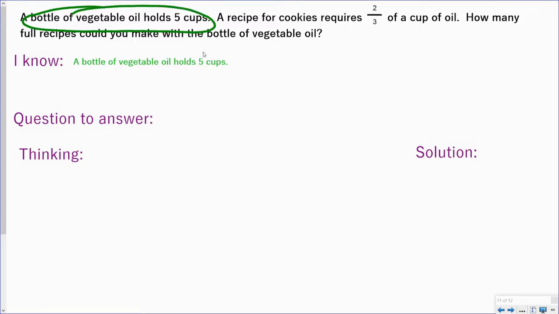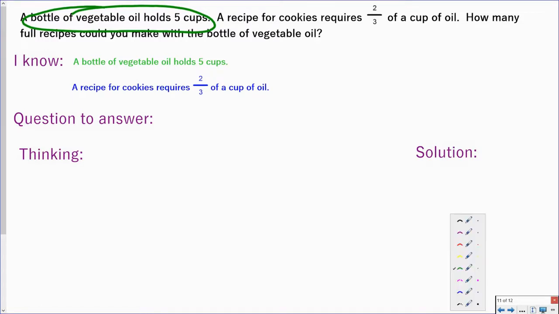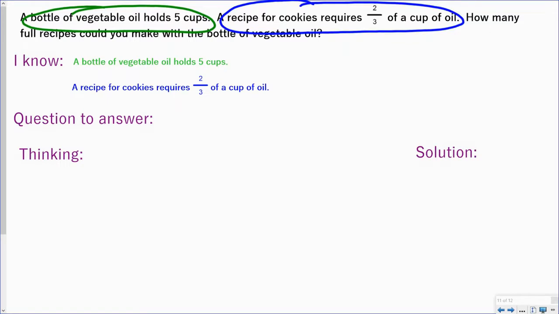And then what else do I know? I know that a recipe for cookies requires 2/3 of a cup of oil. And I get that from right here. And then my question that I'm going to need to answer is, how many full recipes can you make with a bottle of vegetable oil? And my question comes from right here.